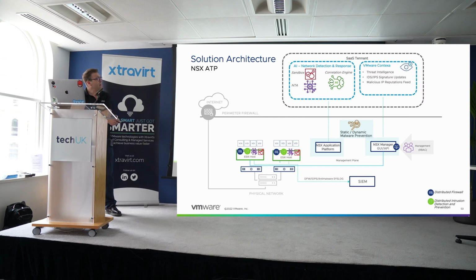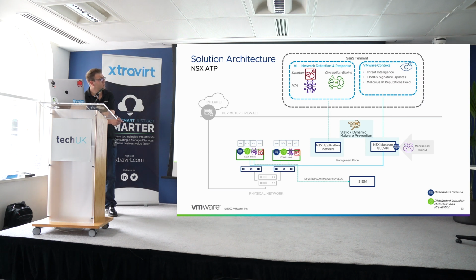So from a network traffic analysis perspective, we're sending network traffic analysis through the NSX Application Platform into the SaaS tenant. We're sending any other encounters, whether they be firewall rule encounters, denies, allows, etc., and any IDS/IPS encounters, those are all going up here as well, because we're then using the correlation engine to understand whether these events are related somehow or not.